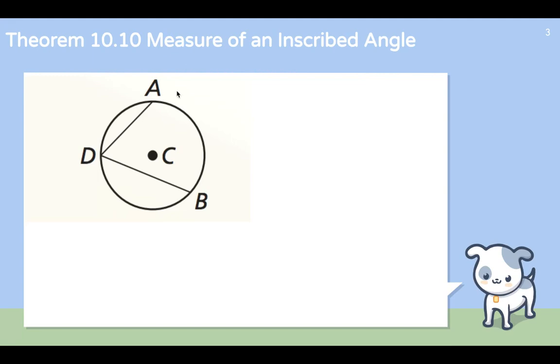So if you look at this diagram, we have circle C, and then we have an angle, angle ADB right here. And that angle is an inscribed angle, right? Because we see the vertex D is sitting right on the circle. So we want to look at the relationship between this arc right here, arc AB, and the angle that it subtends. And there's a very special relationship. What do you think that relationship is going to be?